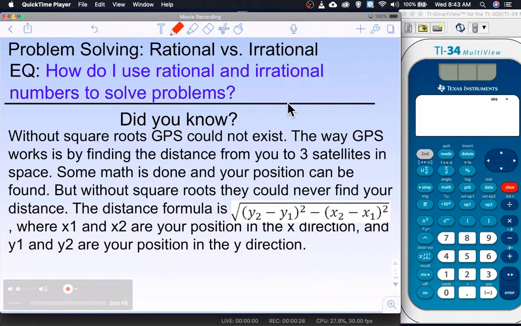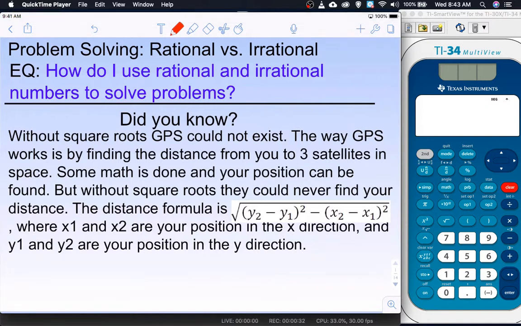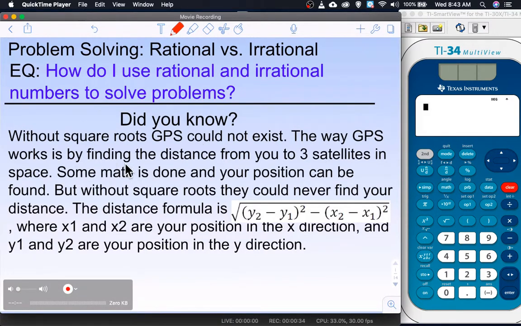Did you know, without square roots, GPS could not exist? Like when you have your phone and it tells you where you're going. The way that GPS works is it finds the distance from you to 3 satellites in outer space. Some math is then done to calculate your position. It's finding that distance, and without square roots, we couldn't even find your distance because this is a distance formula.